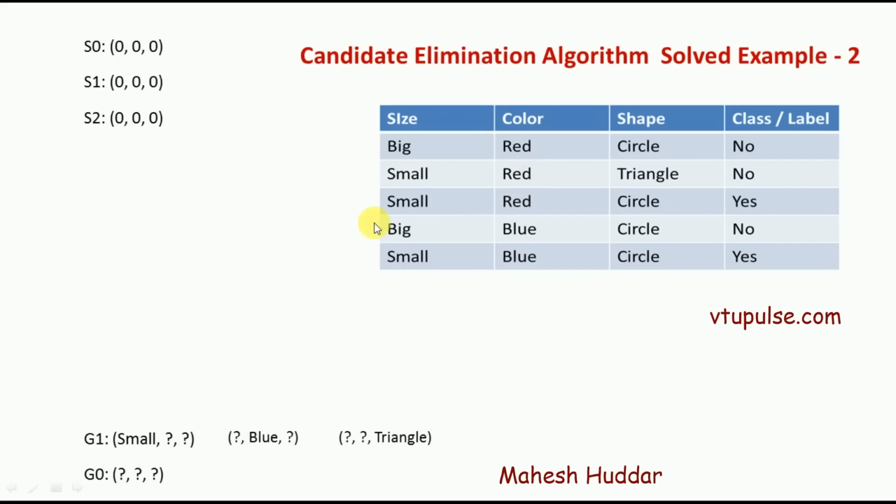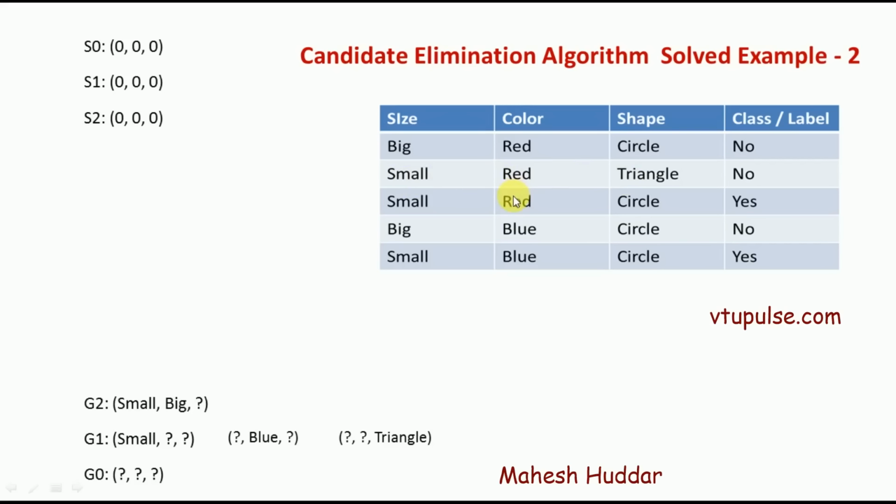Now, the first hypothesis, that is small, question mark, question mark. Small will not match with small here. Question mark will match with red. Question mark will match with red. Because there is a match, it's a positive classification, but expected is negative here. So this is not consistent.